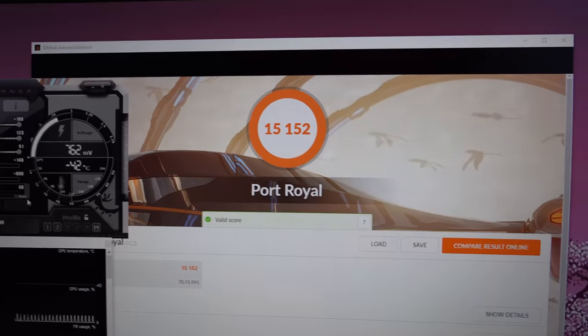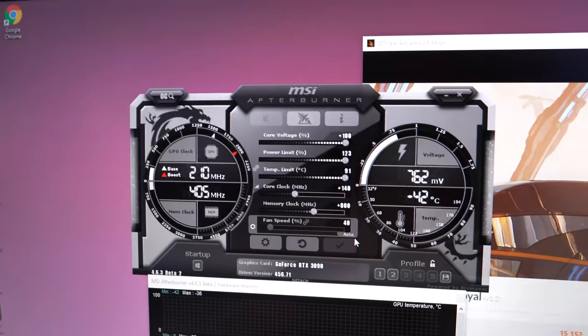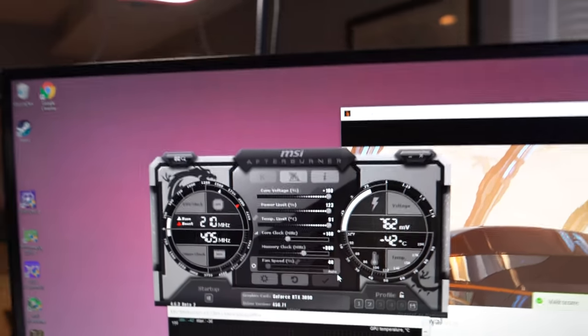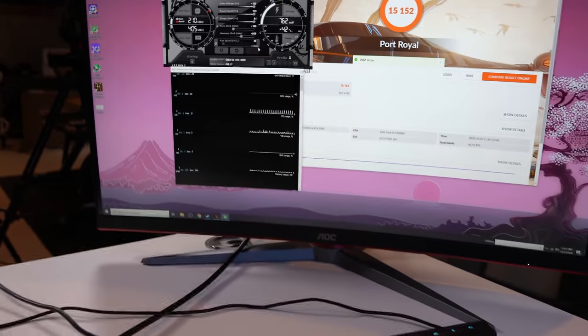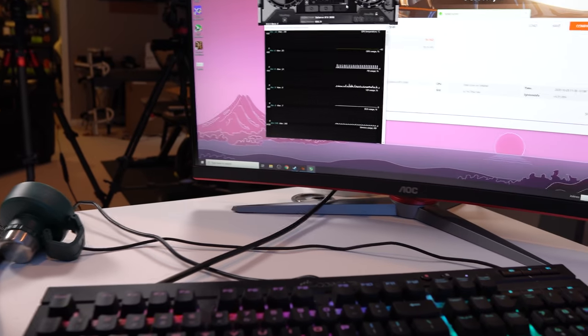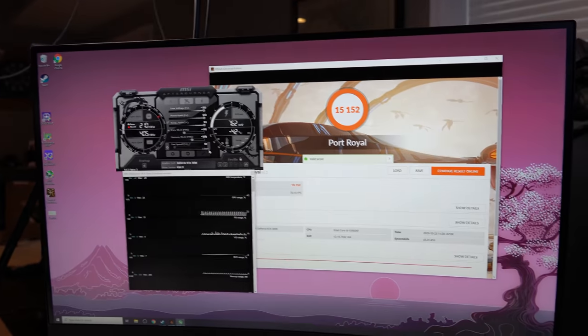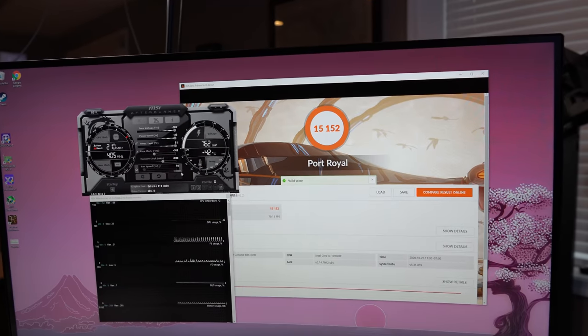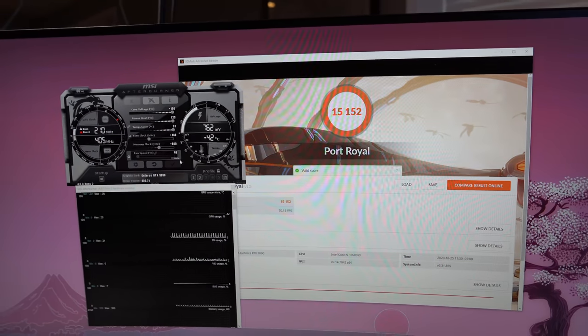And I have a decent score. Hold on. Of 15,152. And that's at an overclock that's not really crazy. I was kind of doing this on chilled water. So I think, as I've said many times before, even though I've power modded this card, it still is hitting a power ceiling.